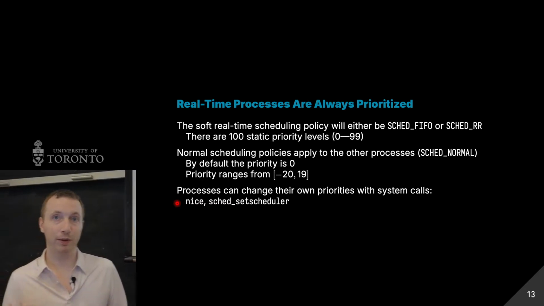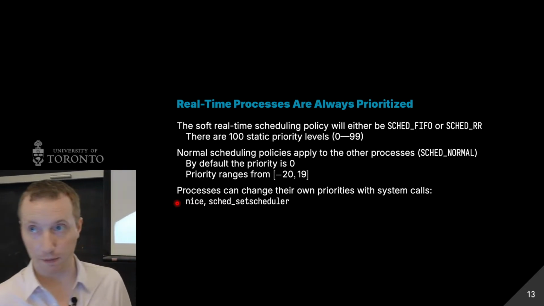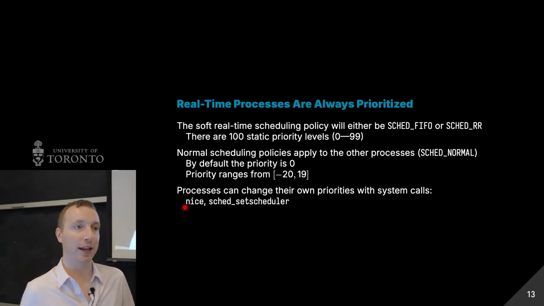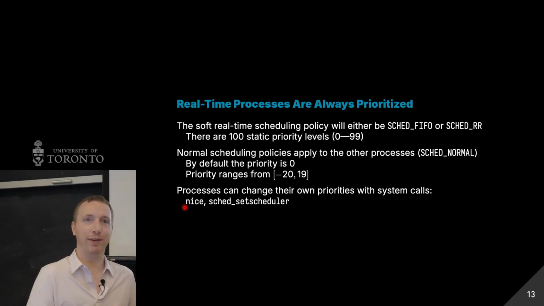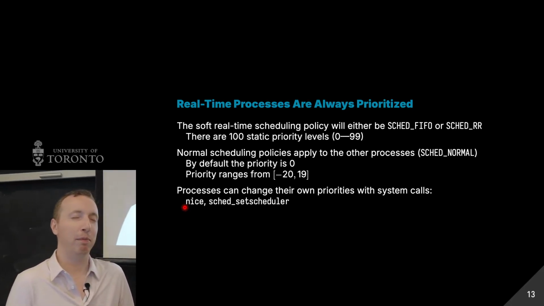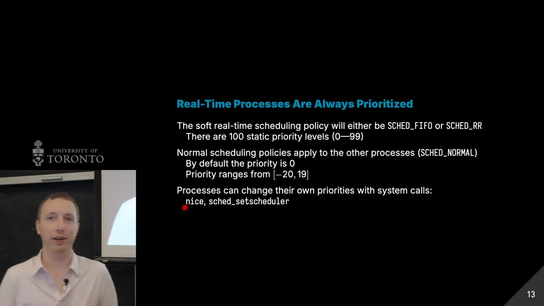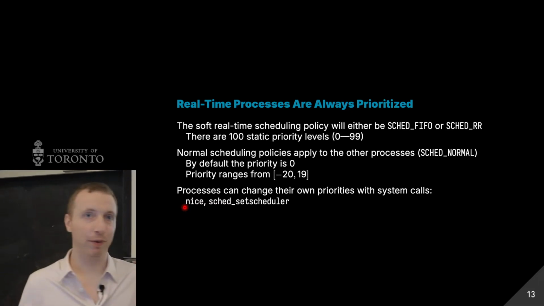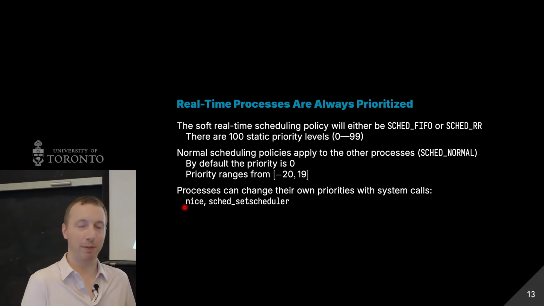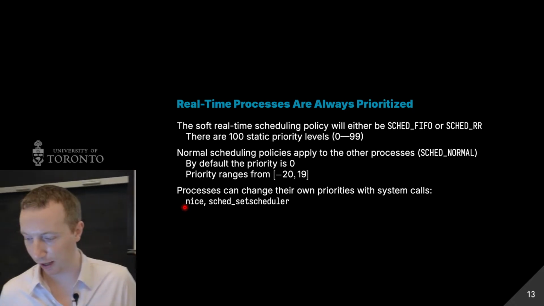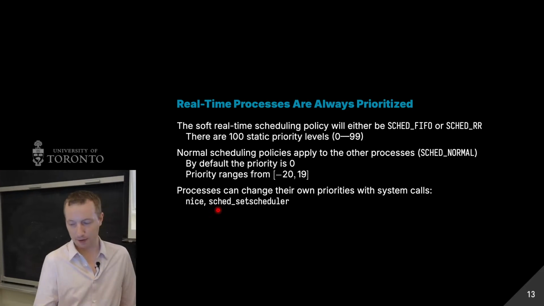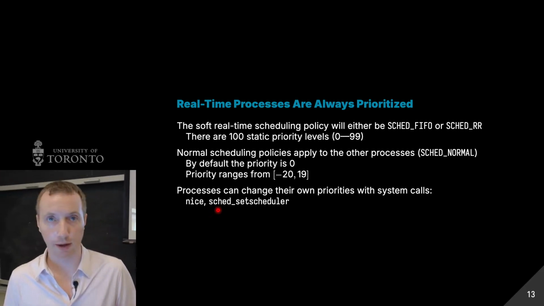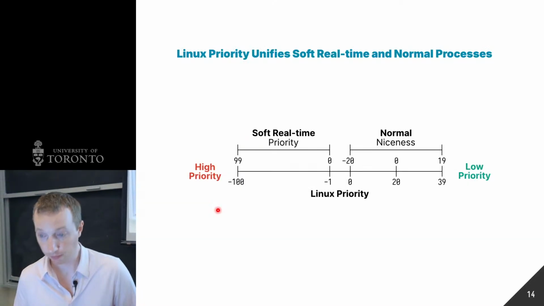The system call to change the priority of a normal process is just called nice. So they call the priority of normal processes niceness, just to confuse you even more. So the lower number, the less nice you are, the more CPU you want, if you want to think of it that way. I guess that was their thinking. And there's also sched_setscheduler if you want to play with the scheduler for your processes.